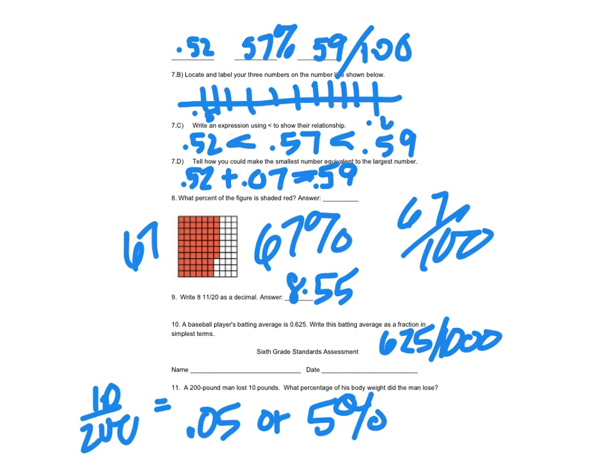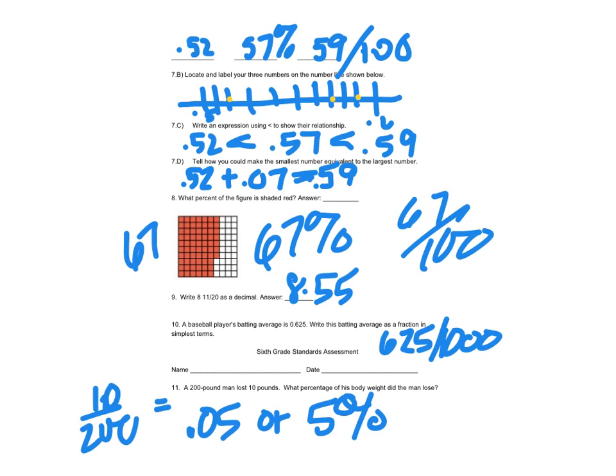My graph work here, I divided this into tenths, and then I can simply go ahead and plot. That would be 0.52, then 0.53, 0.54, 0.55, 0.56. There would be 0.57, and there's 0.59. All right, and then using less than, 0.52 is less than 0.57, which is less than 0.59. Tell how you would make the smaller number equal to the larger, so I would have to add 0.07 to that. 0.52 plus 0.07 is 0.59, and then they would be equal.